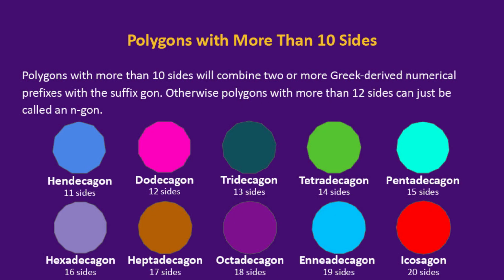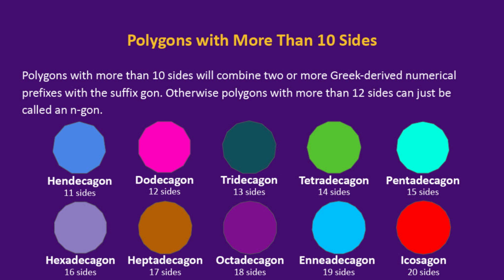Polygons with more than 10 sides will combine 2 or more Greek-derived numerical prefixes with the suffix gon. With the special names used, a polygon with 11 sides is called a hendecagon. That's 1 plus 10. A polygon with 12 sides is called a dodecagon. That's 2 plus 10. A 13-sided polygon is called a tridecagon. That's 3 plus 10. A 14-sided polygon is called a tetradecagon.